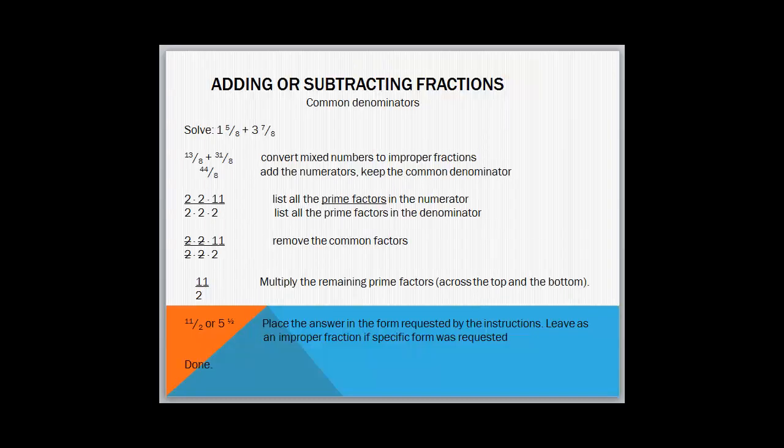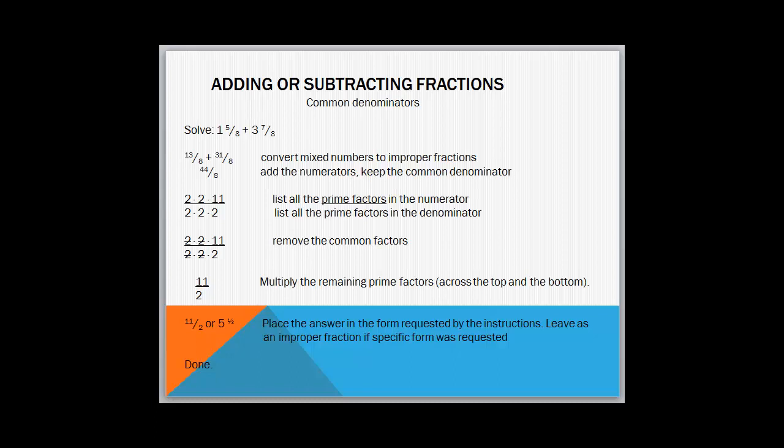All right, so let's go ahead and add fractions, and in this case it looks like we're adding two mixed numbers. Well, our first rule says to convert those mixed numbers into improper fractions. So let's go ahead and do that. 1 times 8 is 8, plus 5 is 13, so we place 13 over 8, and then our next mixed number converts to 3 times 8 is 24, and 24 plus 7 is 31, so that's 31 over 8. So now we have 13 over 8 plus 31 over 8.